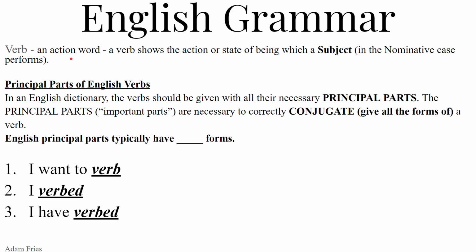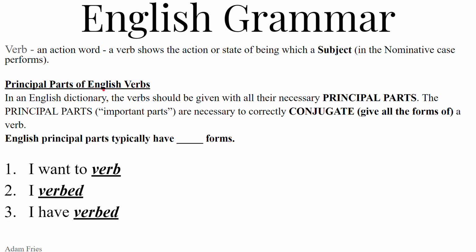A verb shows the action or state of being which a subject, which is in the nominative case in Latin, performs. So let's talk about principal parts. By principal parts, I mean important parts. Principal means important. So principal parts, the important parts of English verbs.